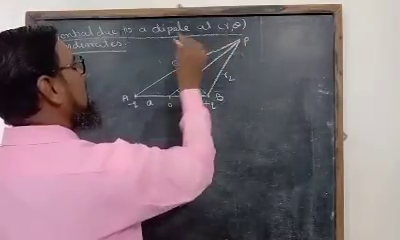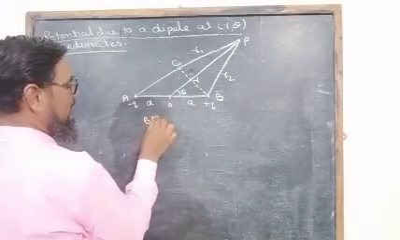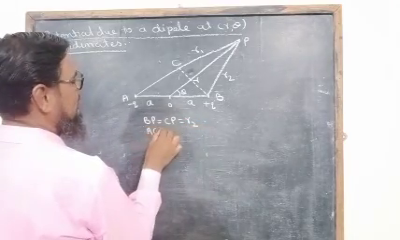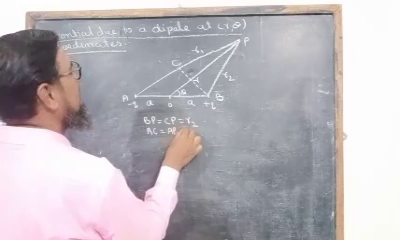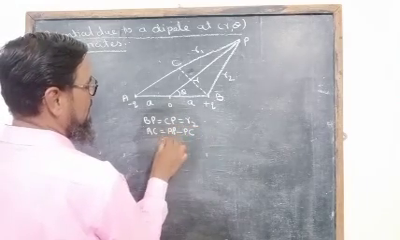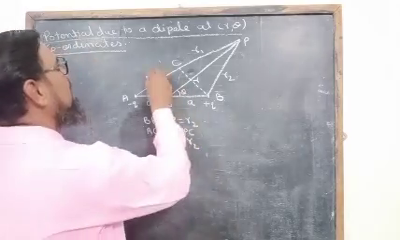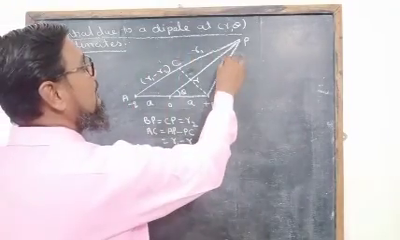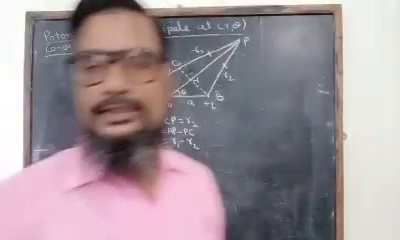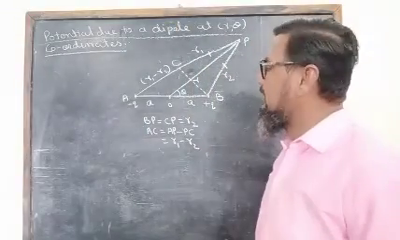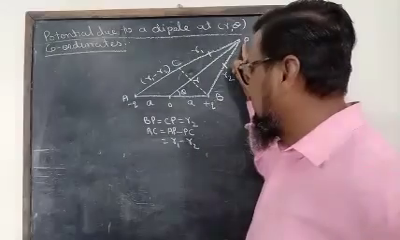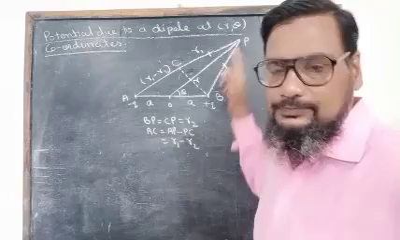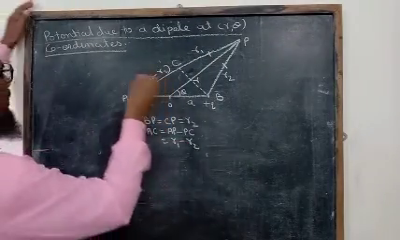Since BP and CP are equal, BP is equal to CP is equal to R2. So AC is equal to AP minus PC, means R1 minus R2. This distance is R1 minus R2. This distance is R2, and this side is equal, that is equal to R2. So this is a dipole, and this is the point at polar coordinate r, theta, where we shall calculate the electrostatic potential.